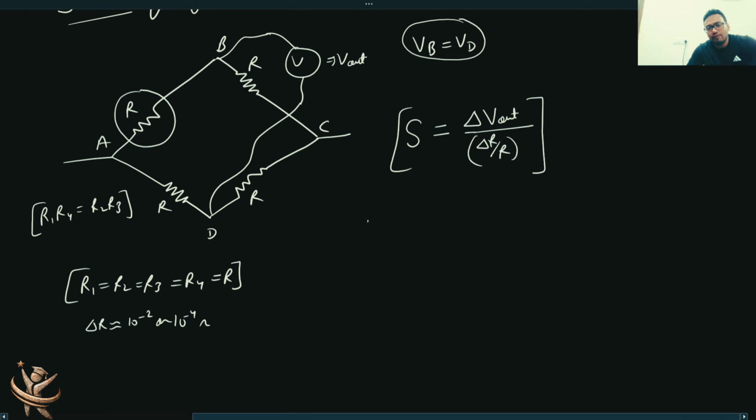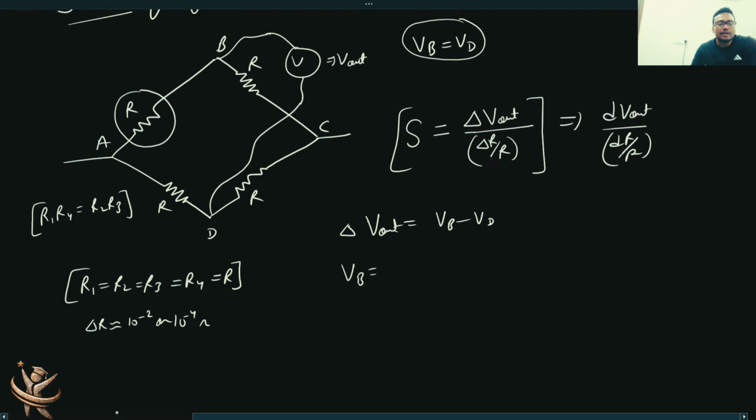So, even for minute or tiny fractional changes, you can write it as dV out by dr by r. That is just another differential form. Okay, so this delta V out is nothing but VB minus VD. How to find out VB? There will be some current in the upper arm, the same running through A to B and B to C, and in the lower arm you have the same current through both resistors. How to find out VB, the potential at B?